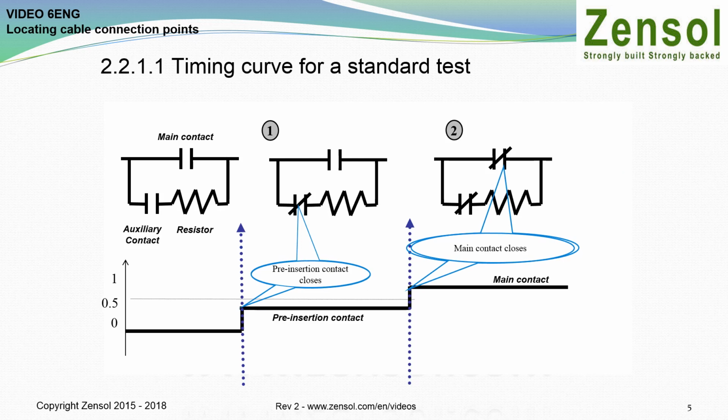Performing this test produces a single timing curve for the contacts. One can deduce the insertion time of the pre-insertion resistor. However, this test does not show the overlap time of the main and pre-insertion contacts.